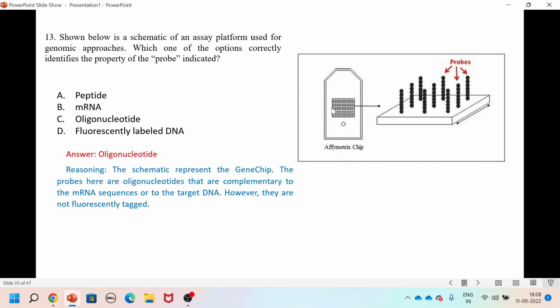This Affymetrix chip is basically used for the microarray. So in this, our probes are not fluorescently labeled, but we fluorescently label the desired DNA sequences. The schematic here represents the gene chip, and the probes here are oligonucleotides that are complementary to the mRNA sequences or to the target DNA. However, in this case, the probes are not fluorescently tagged.